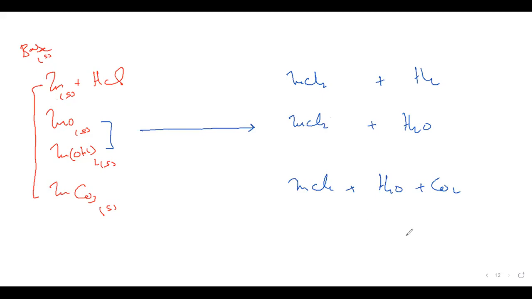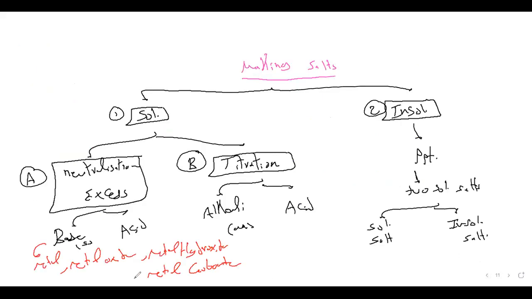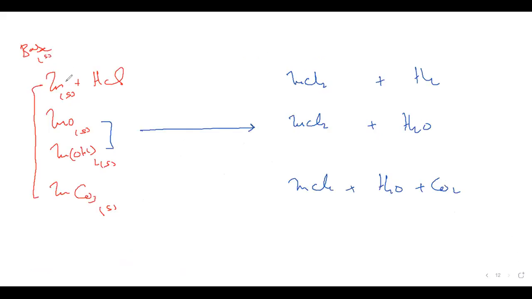The reaction in the neutralization or excess method is formed between a base, which is a metal, metal oxide, metal hydroxide, or metal carbonate, and must be solid, reacting with an acid, like zinc, zinc oxide, zinc hydroxide, zinc carbonate, reacting with any acid like HCl, H2SO4, HNO3.